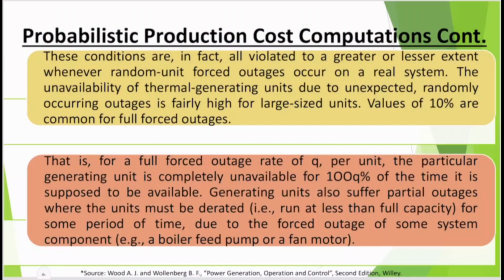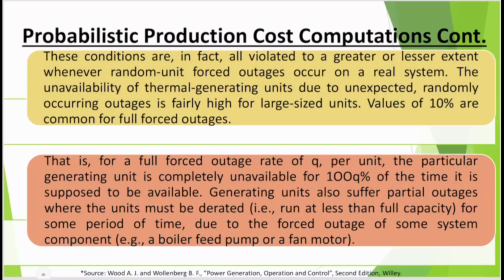That is, for a full forced outage rate of Q per unit, the particular generating unit is completely unavailable. That is, for 100Q percent of the time it is unavailable. It is supposed to be there for X number of hours, but it is available for less than X number of hours due to certain practical outages.